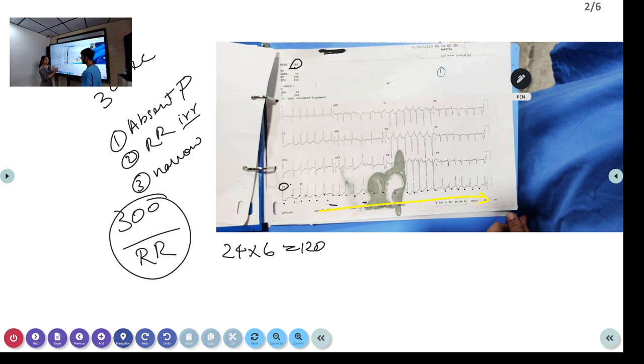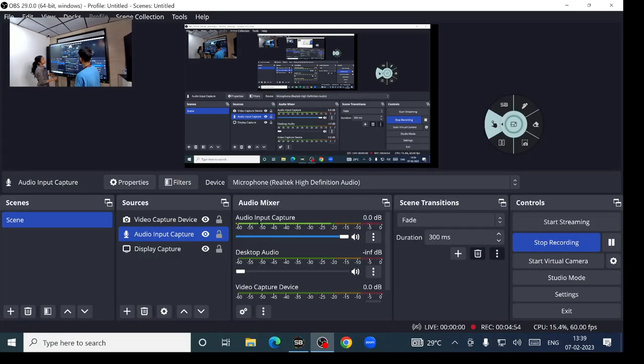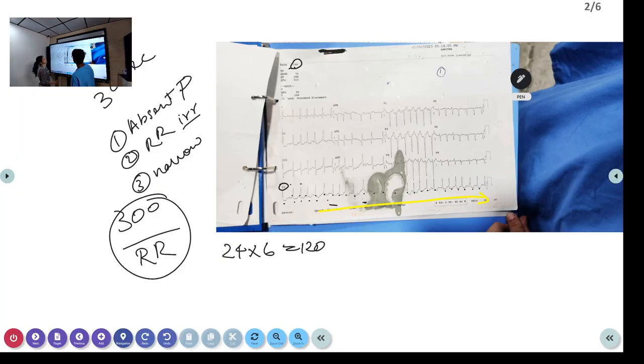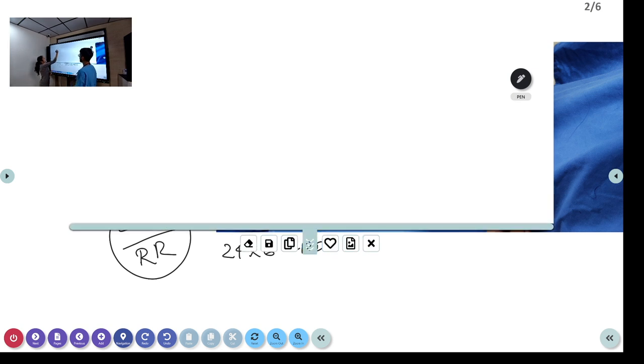So what is the normal ventricular rate? We take normal ventricular rate up to 120. Normally in AF, we consider up to 120 as AF with controlled ventricular rate. So different types of AF are there. AF with controlled ventricular rate, that is up to 120. Then AF with fast ventricular rate, that will be more than 120 to 170.